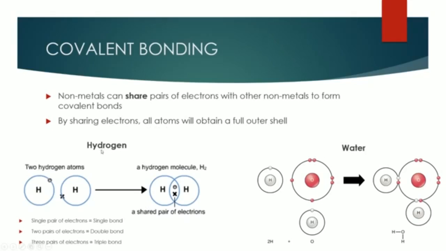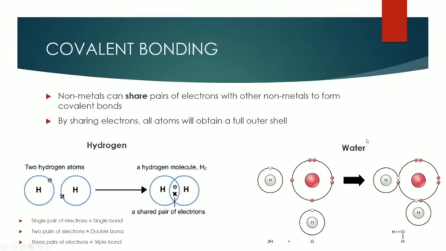Take a look at hydrogen here. 2 hydrogen atoms are looking around, seeing if they can obtain a full outer shell, and they realize that if they share their electrons, like so, both hydrogen atoms now have a full outer shell because they've got 2. These 2 electrons are shared amongst the 2 atoms. So this one now has 2 and this one now has 2. This is a sharing of a pair of electrons, and this is what we call a single covalent bond.